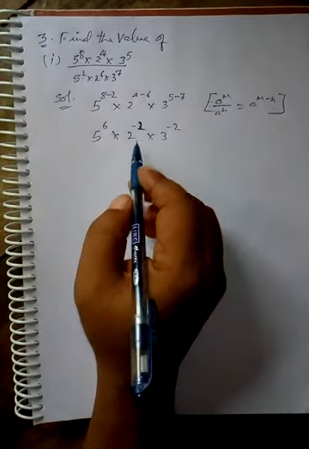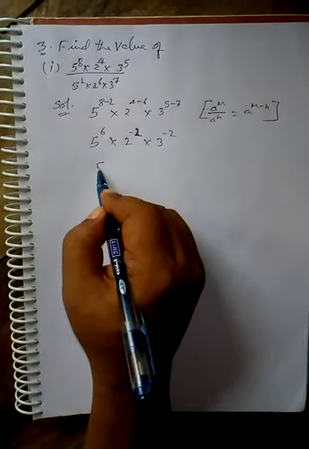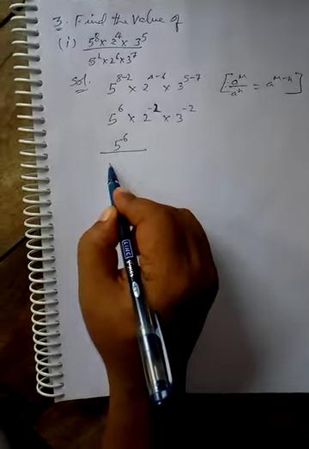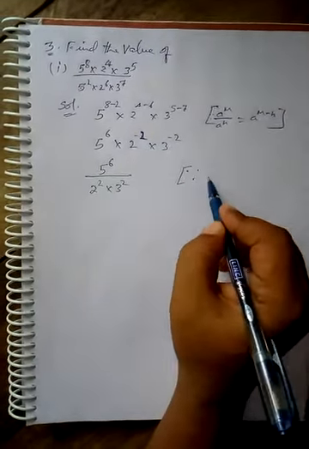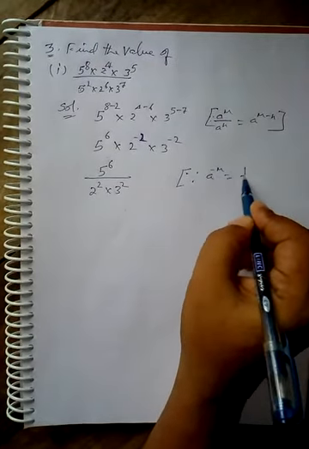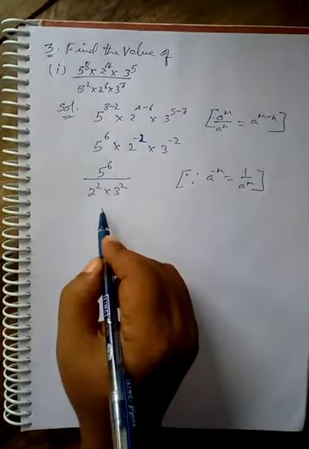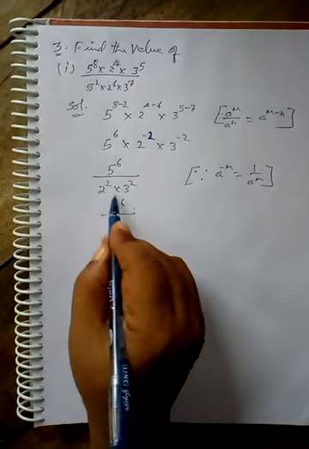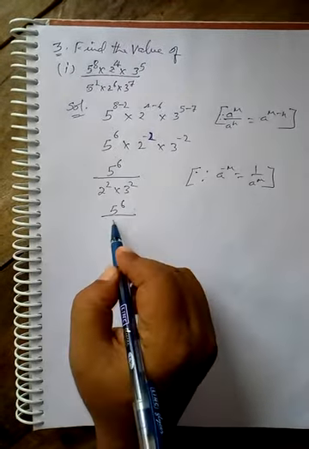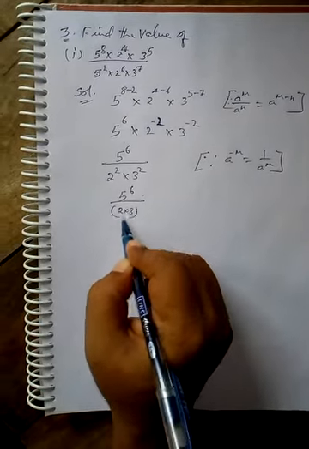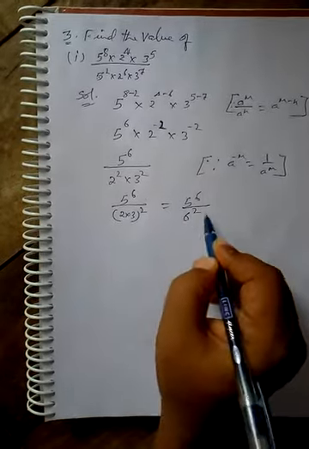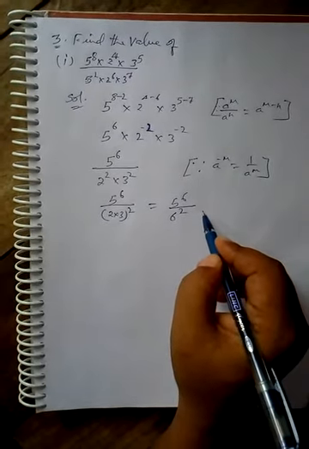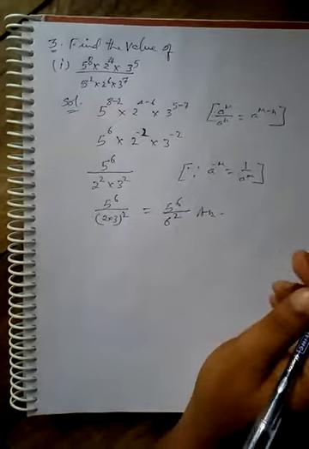We see here these two are negative exponents, so we'll have to change them to positive: 5^6 upon 2^2 into 3^2, since a^(-n) is equal to 1 upon a^n. So 5^6 upon, since the bases are different but the exponents are the same, we will take the exponent common: 5^6 upon (3 into 2)^2, that is 5^6 upon 6^2. This is the exponential form. So leave it here. This is the answer.